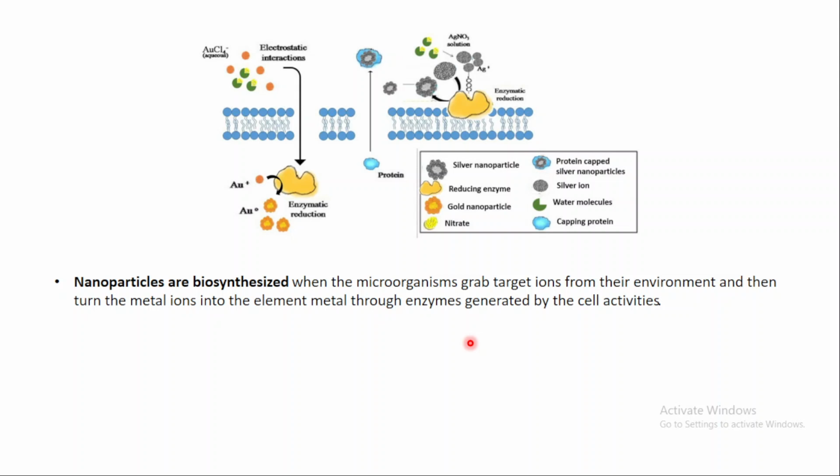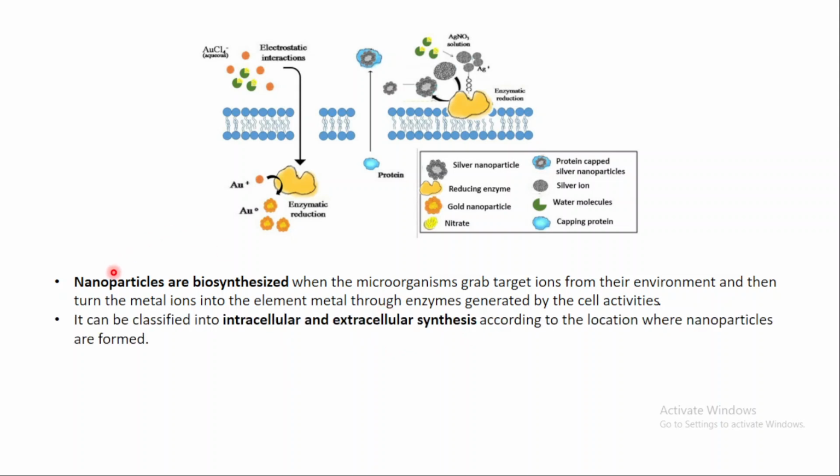So what happens is microorganisms will grab all these target ions, metal ions surrounding themselves, then with the help of enzyme convert them into metal and then deposit these metals. So that will be a process of synthesizing nanoparticles naturally.